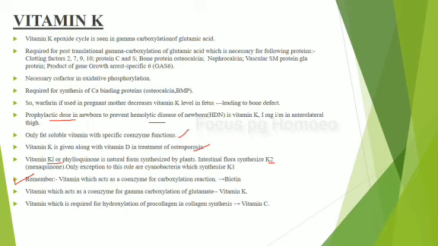Vitamin K1 or phylloquinone is the natural form synthesized by plants. Intestinal flora synthesize K2 as menaquinone, and vitamin K acts as a coenzyme for the carboxylation reaction, as biotin does. In gamma carboxylation, vitamin K is used. Vitamin C is used in hydroxylation of procollagen.